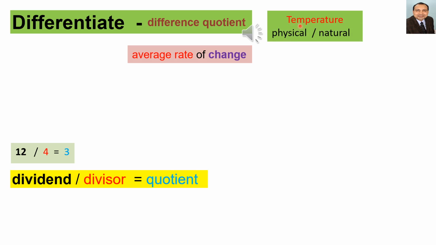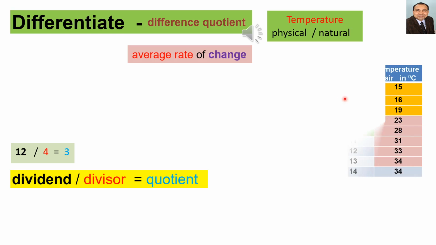A physical or natural quantity, temperature, in everyday life. Time, hour of the day: 6 a.m., 14 p.m. Temperature of air: 7 a.m., 16 degrees centigrade; 10 a.m., 28 degrees centigrade.